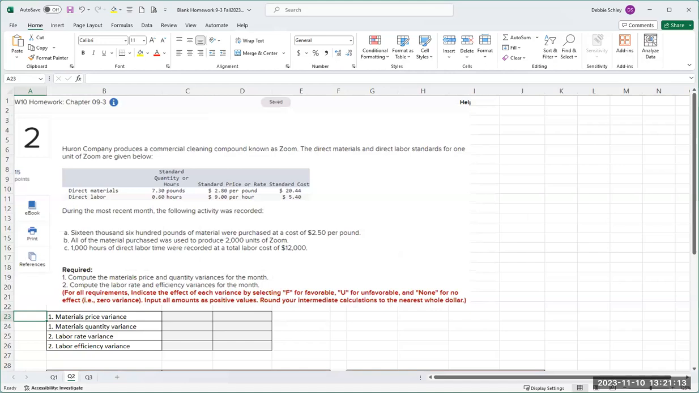Question two. They want to know, let's see, now we're at Huron Company, which produces a commercial cleaning compound known as Zoom. The direct materials and direct labor standards for 1 unit of Zoom are given below.